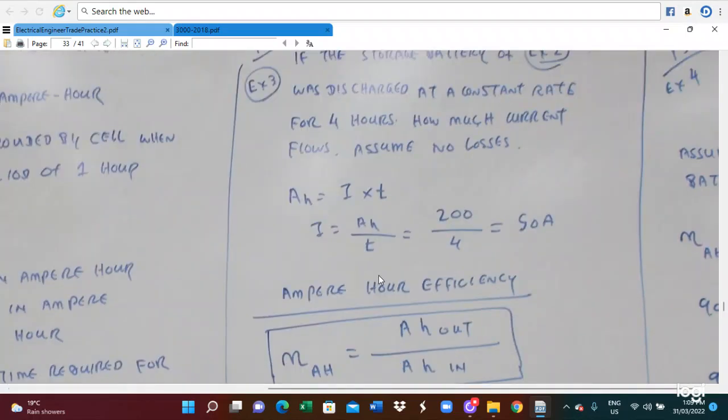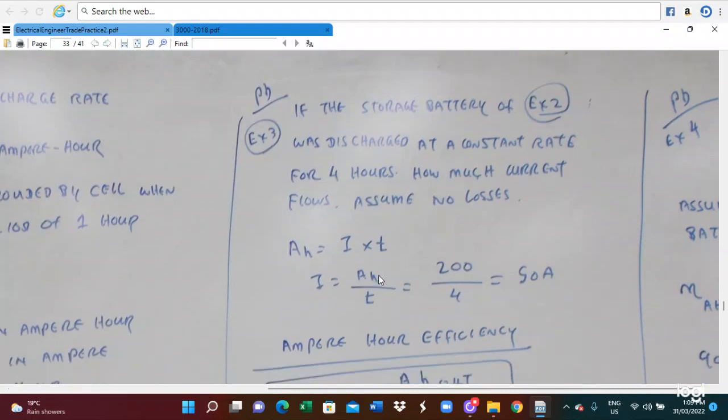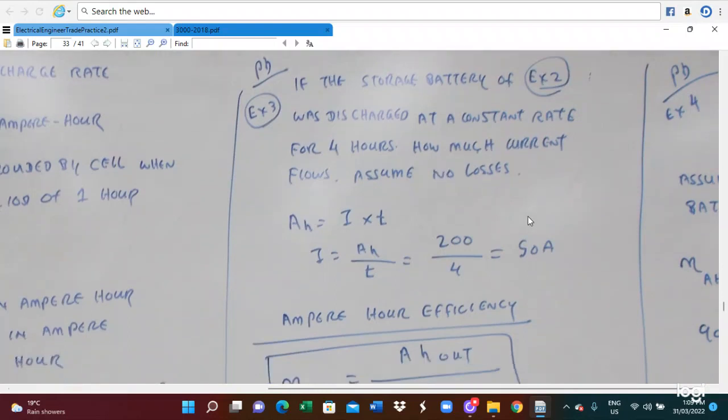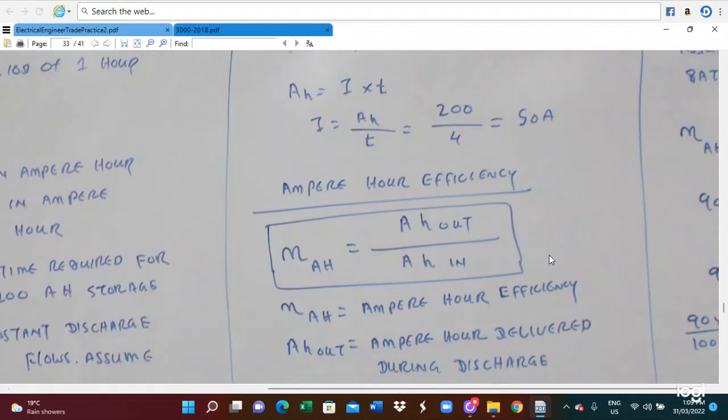Similarly, we also have to decide, if the storage battery is discharged at a constant rate over 4 hours, how much current is to be drawn? So in this case, ampere hour is I multiplied by T, so I is equal to ampere hour divided by time. So in this case, 200 is the ampere hour given, and 4 hours, so you get it discharges at 50 ampere.